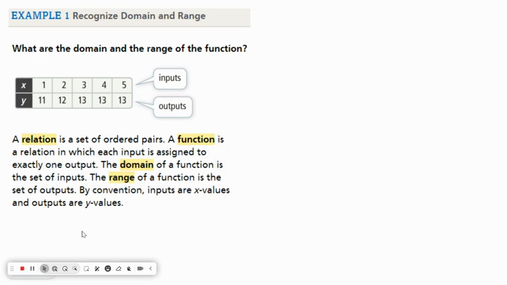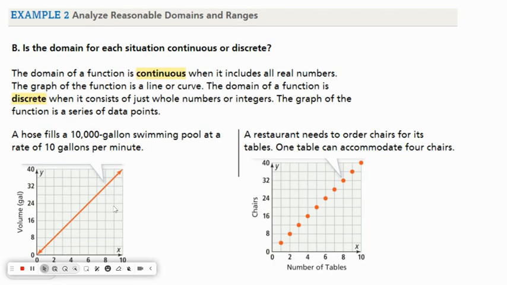Okay, video 2 here. All right. So next, is the domain for each situation continuous or discrete? So we're going to talk about two different words here. The words are continuous, and the words are discrete.